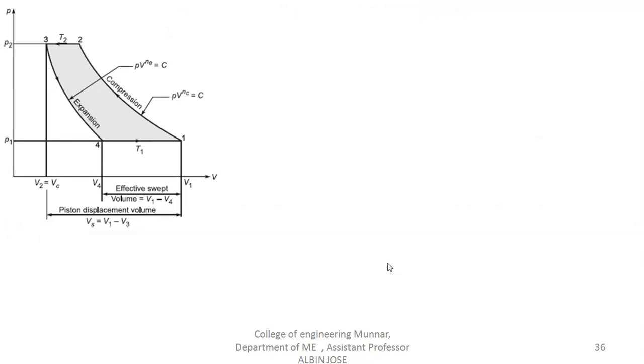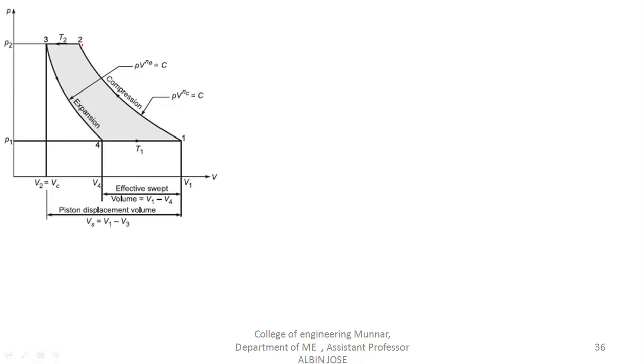Okay, consider a reciprocating compressor having some clearance volume Vc. The compression process is denoted in the PV diagram. So what are the different processes? First of all, 1 to 2 is the compression process, and 4 to 1 is the suction process. 1 to 2 is a polytropic compression process with a polytropic index of Nc, that is PV raised to Nc is a constant.